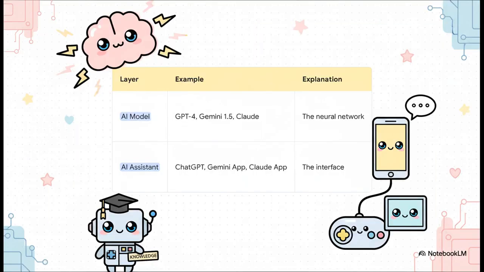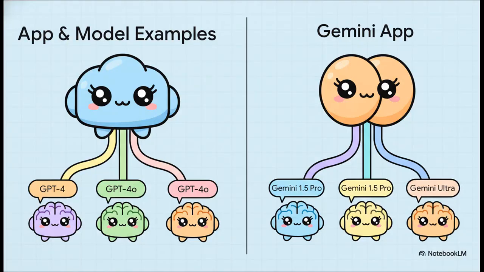Okay, this chart makes it super clear. Down at the bottom, you've got the foundation, the AI model, something like GPT-4. That's the actual brain, the neural network itself. Then layered on top of that is the AI assistant, the app you actually use, like ChatGPT. It's basically the product that lets you access the brain. And you see this with all the big tools you're probably using. When you fire up ChatGPT, that app is your front door to a whole family of models like GPT-4 or the newer GPT-4o. Same thing with the Gemini app. It's the friendly interface that connects you to Google's powerful models like Gemini 1.5 Pro.